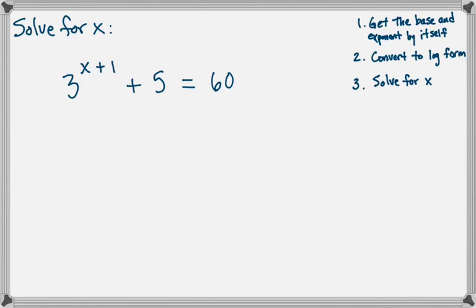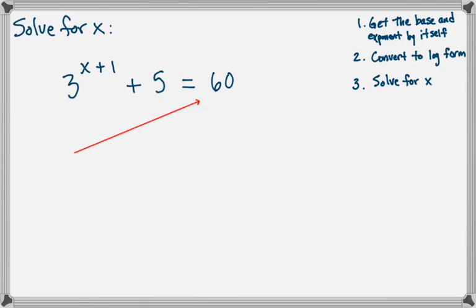So in this example, the base is not by itself. So we have to first get the base and the exponent all by itself. Base and exponent are this 3 to the x plus 1, but this plus 5 is extra. It's not part of the base and it's not part of the exponent. So we need to get rid of that 5 first.